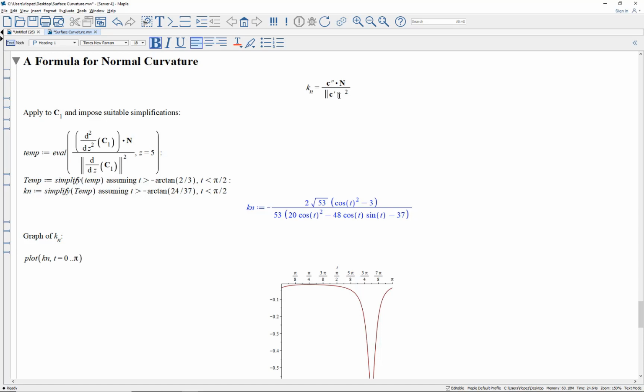The second derivative, first derivative, norm squared. Dot that with the surface normal. Well, I see this and say, let me try it. Okay, so I need the second derivative of, I use C1, dotted with the normal, over the first derivative, norm squared. And I'm evaluating at z equals 5 because that's the point P. And this curve is parametrized by z.